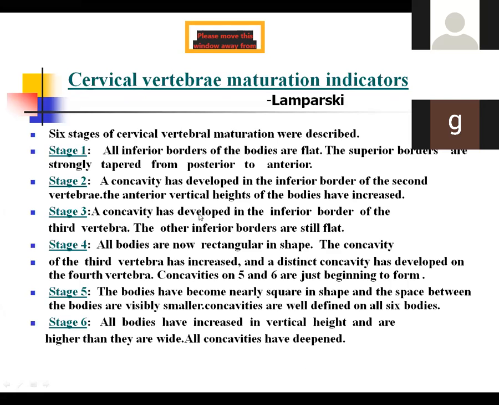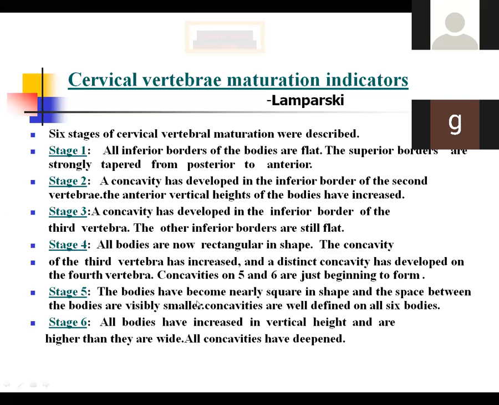Stage 3, a concavity has developed in the inferior border of the third vertebra. The other inferior borders are still flat. Stage 4, all bodies are now rectangular in shape. The concavity of the third vertebra has increased and a distinct concavity has developed on the fourth vertebra. Concavity on fifth and sixth are beginning to form.